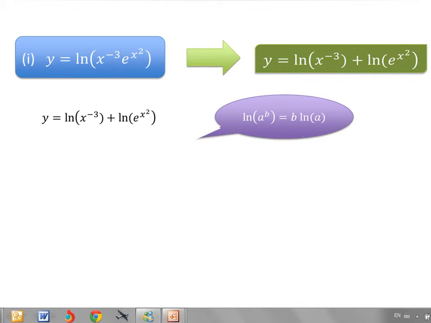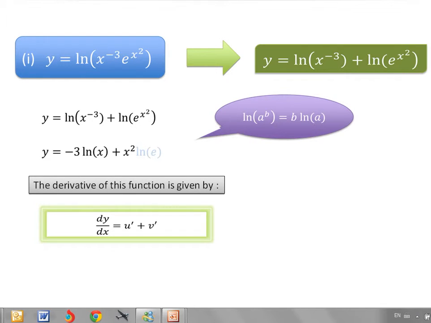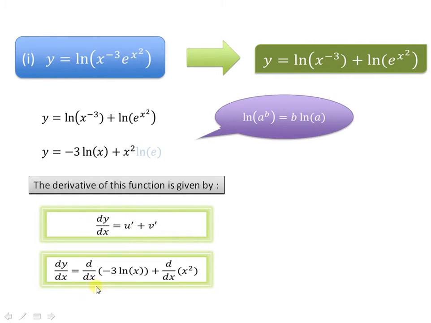The rule can be seen on screen now. Using this rule, we can rewrite ln of x to the power of minus 3 as minus 3 ln x. And we can rewrite ln of e to the power of x squared as x squared times ln e. But ln e is equal to 1, so we can simply cancel this out and be left with x squared. Our function is in two parts, so we simply have to derive both parts separately and then add them together to get our answer. So we have to find the derivative of minus 3 ln x and then add it to the derivative of x squared.